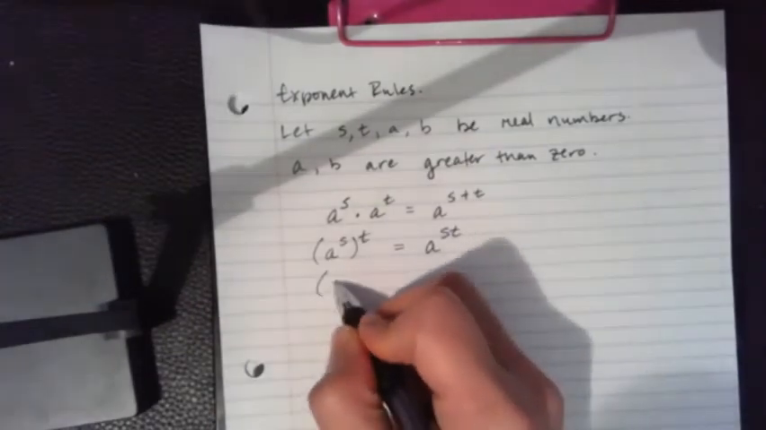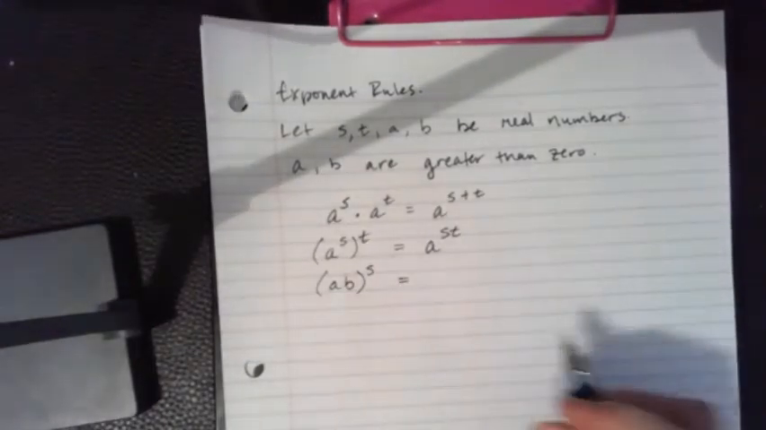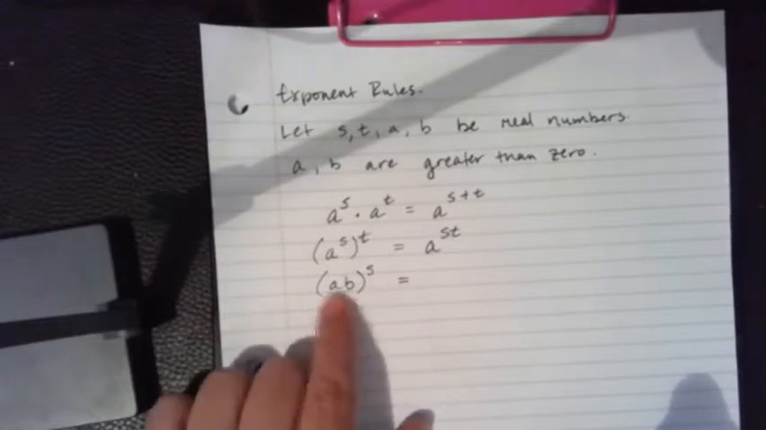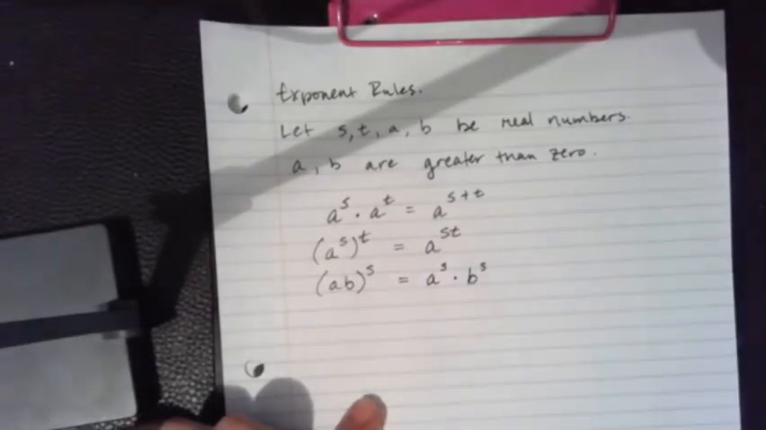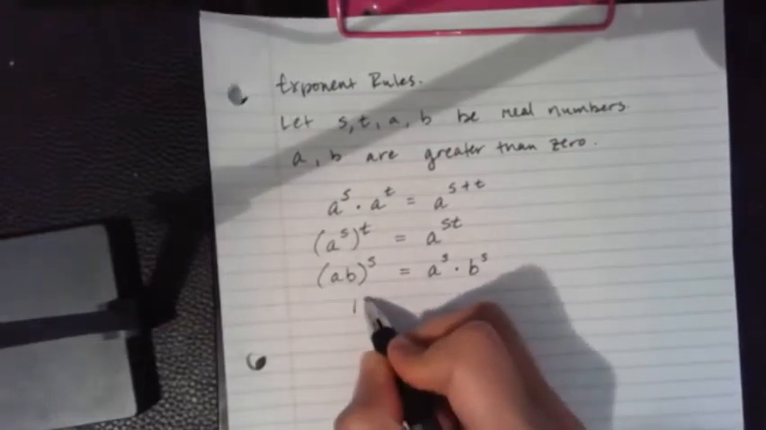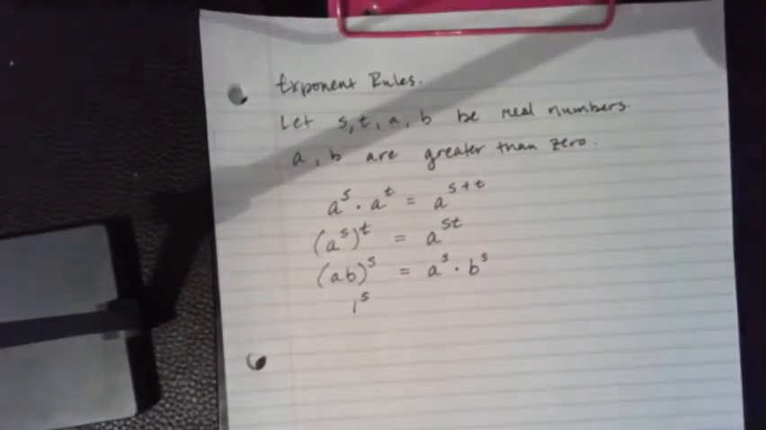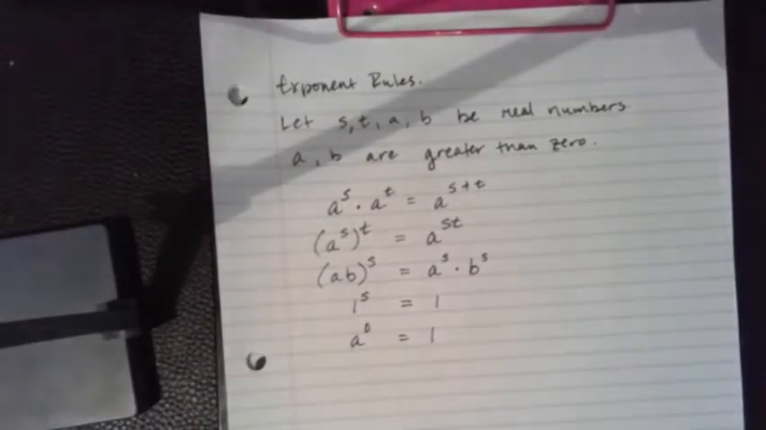Suppose I have two numbers, A and B, raised to the S power. Here, I would apply my exponent to both of these numbers. So that's the same thing as A to the S times B to the S. Okay. Also, 1 raised to a power, let's say S, is always going to equal 1. 1 times itself, however many times, is always going to be 1. If I have some number A raised to the 0 power, that's always going to equal 1 by definition, okay?